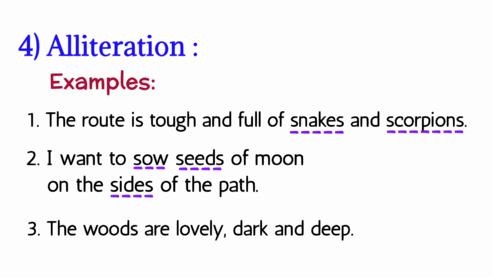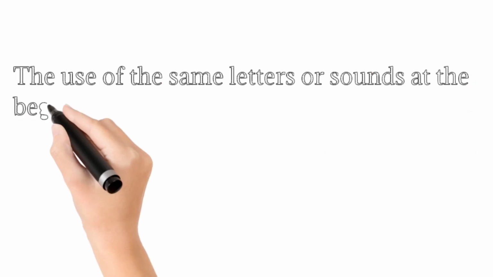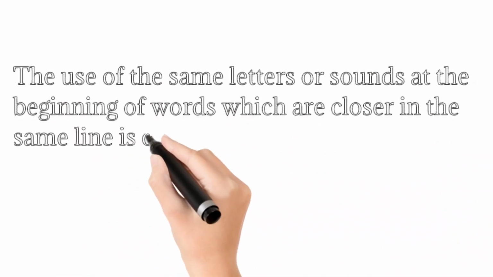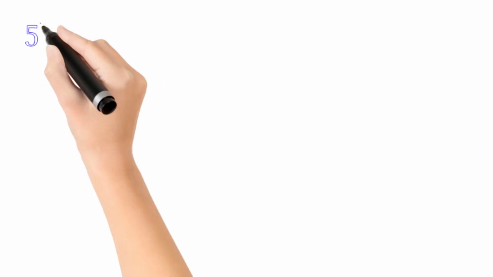In the third example, the sound D or the letter D in dark and deep is repeated closely in the same line. This way, the use of the same letters or same sounds at the beginning of words which are close in the same line is called alliteration. Now, next figure of speech, repetition.